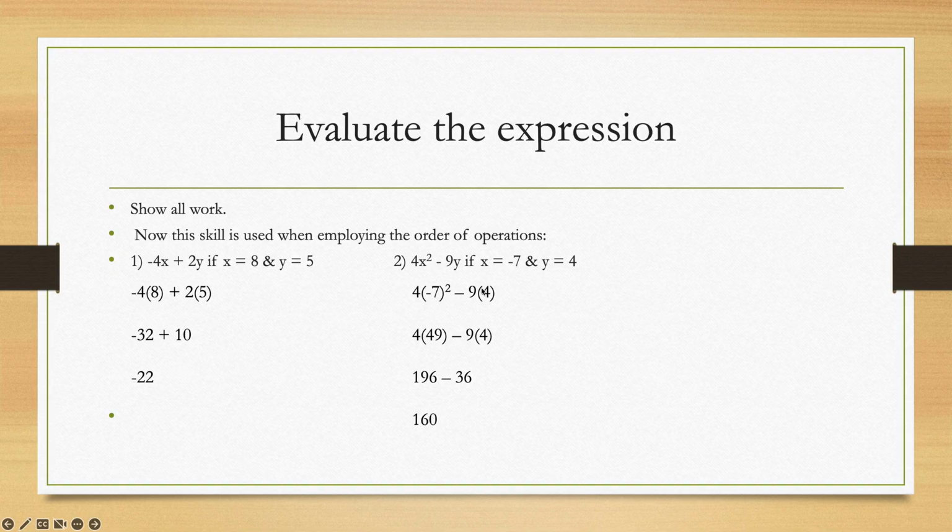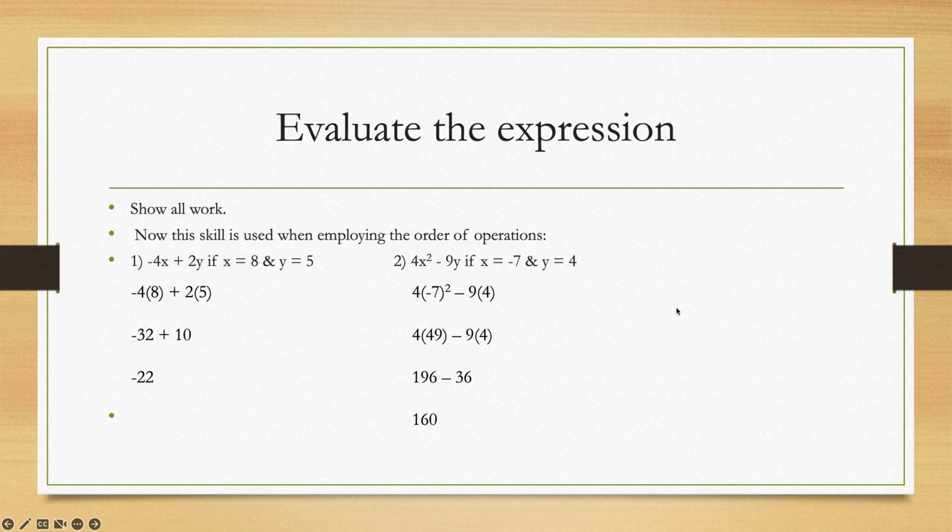For number 2, I substitute in a negative 7 and a 4. On your quiz the other day, 2 students forgot to put negatives in parentheses with an exponent. Please don't forget that. Negative 7 squared is 49. If you don't do that, your calculator will say negative 49, and your answer is going to be wrong. 4 times 49 is 196. 9 times 4 is 36, subtracting gives 160.